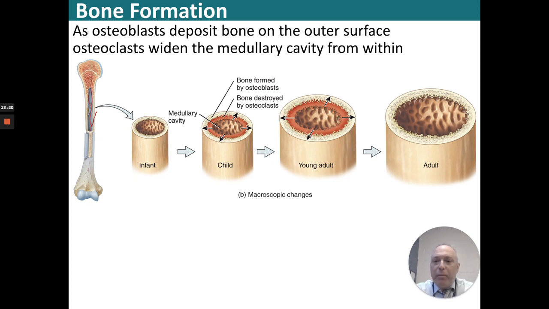Okay, osteoblasts, which are the mesenchymal cells that are going to lay down this matrix, deposit bone on the outer surface, while the osteoclasts widen the medullary cavity from within. So in the infant, you have a narrow bone, and then in the adult, as it's lengthening, it is becoming thicker and stronger.